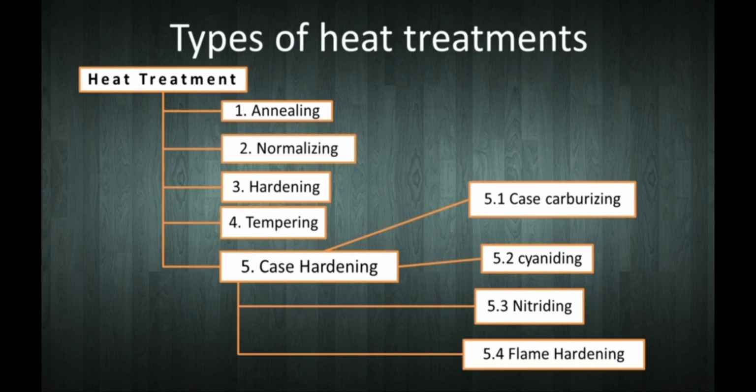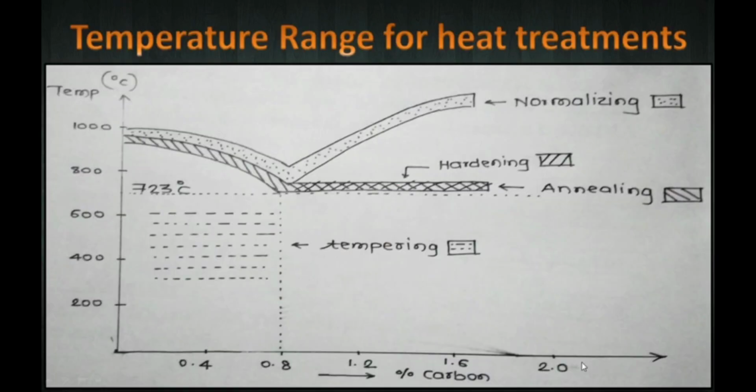Case hardening is further done in 4 ways: case carburizing, cyaniding, nitriding, and flame hardening. Let's dive into the topic further.